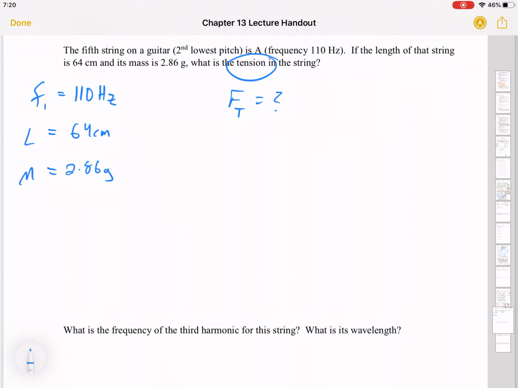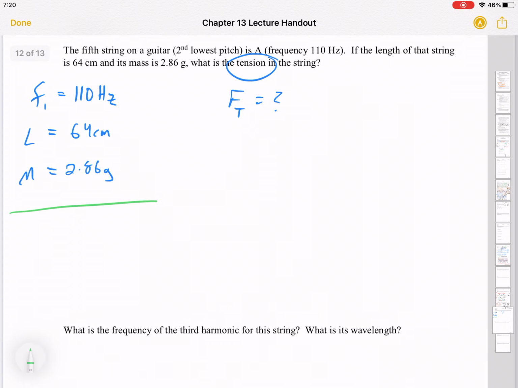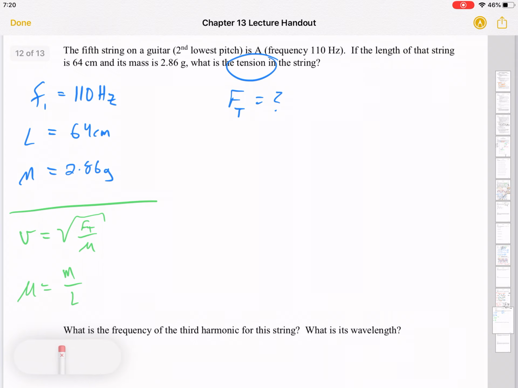Okay. So it looks like I can find the mass per unit length pretty quickly, and I'm going to need that, but I'm also going to need wave speed. So let's gather those two things. V equals the square root of F_T over mu. So I have everything I need to get mu, mass per unit length: total mass divided by total length.